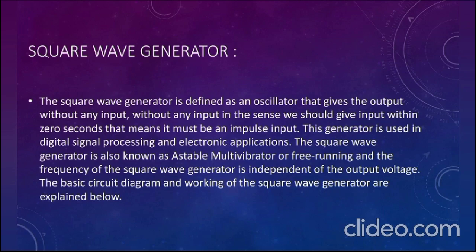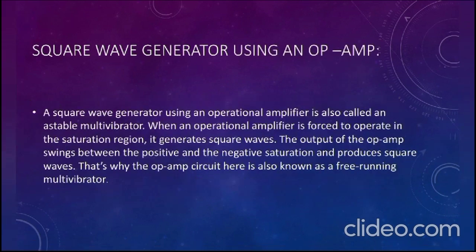The generator is used in digital signal processing and electronics applications. The square wave generator is also known as an astable multivibrator or free running, and the frequency of the square wave generator is independent of the output voltage. The basic circuit diagram and working of the square wave generator are explained below.